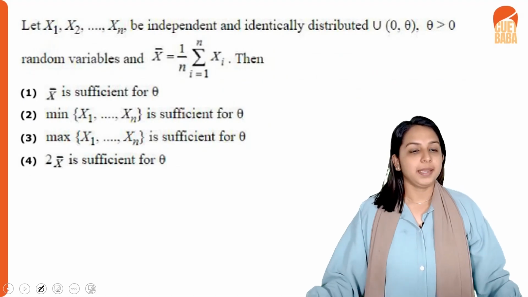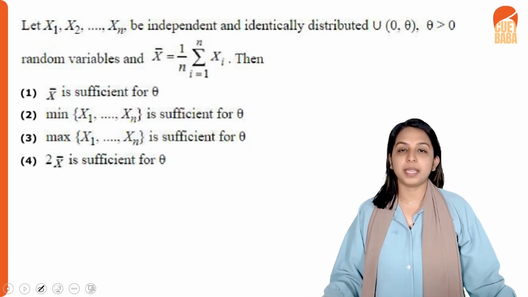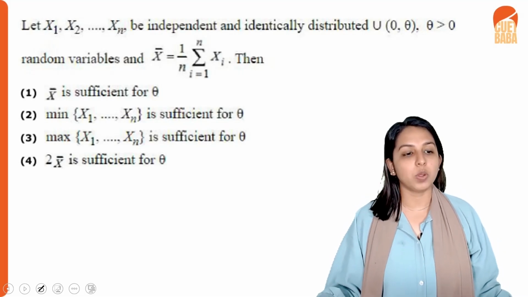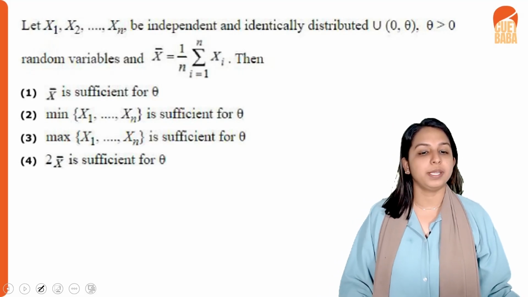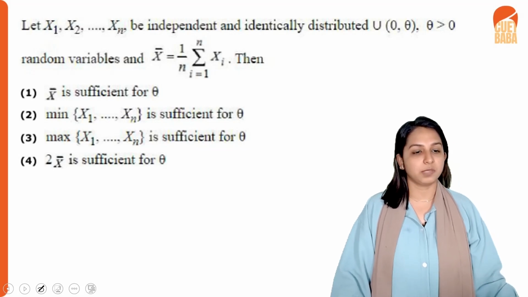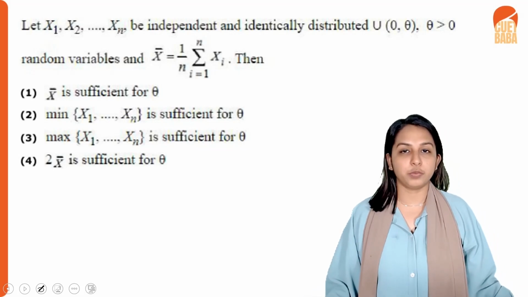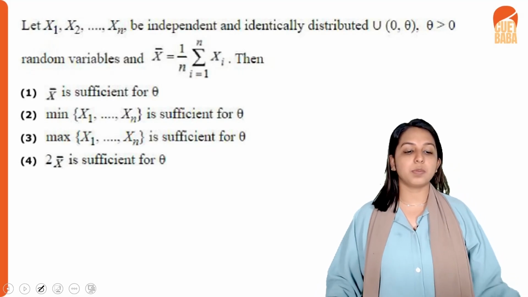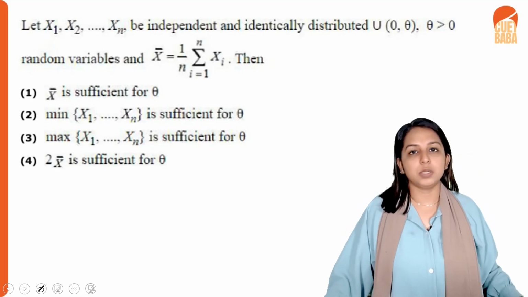Next question. Let X1, X2, etc. Xn be independent and identically distributed, that is IID, uniform (0, θ), where θ greater than 0, random variables, and X bar is equal to 1/n summation i equal to 1 to n Xi. Then we have four statements, that is first one is X bar is sufficient for θ, minimum of X1, X2, etc. is sufficient for θ, maximum of X1, X2, etc. is sufficient for θ, and 2X bar is sufficient for θ.